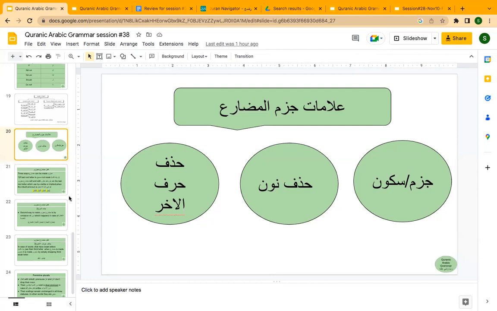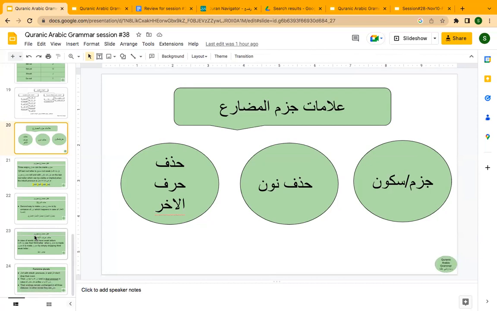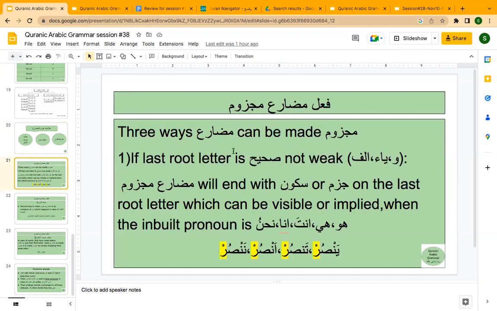If your last root letter is not sahih, meaning it is not Alif, Waw or Ya, and the rest of the letters are not either, and there is no Alif, Waw or Ya in the entire construction of the word, then your word is sahih. Keep that in mind. So if the last root letter is sahih, not weak, it is not Waw, Ya or Alif, then it's going to end with jazm.